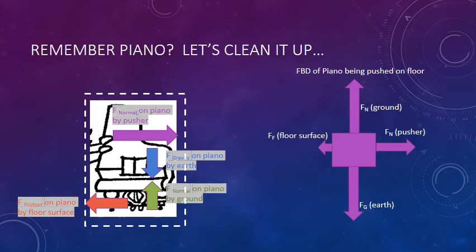So Ff for a force of friction, and the surface of the floor is what's causing friction. If we didn't have any floor surface, we wouldn't have any friction. The direction of that force is going to be to the left. Friction always acts opposite from the direction that the object is moving. And in this case, I made friction smaller than the pusher. I'm assuming that this person pushing is actually speeding up the piano, although that may not be the case in every scenario.